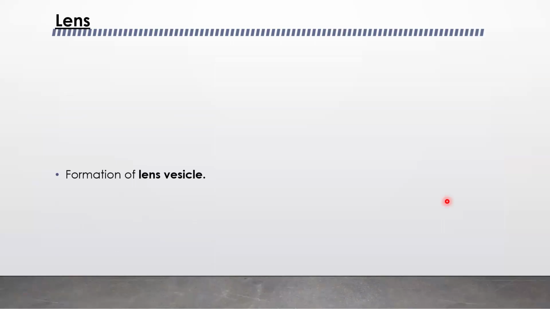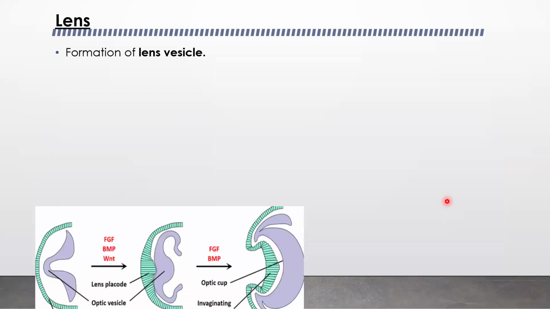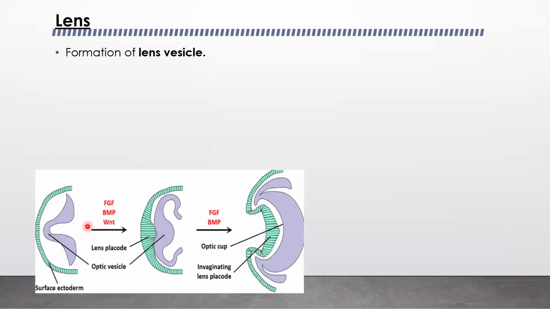So we now form the lens. Remember, we had already formed the lens vesicle from the induction from the optic vesicle. So we had the lens placode, lens pit, lens stalk, then the lens vesicle. We had talked about this earlier, so I won't allude much to that.